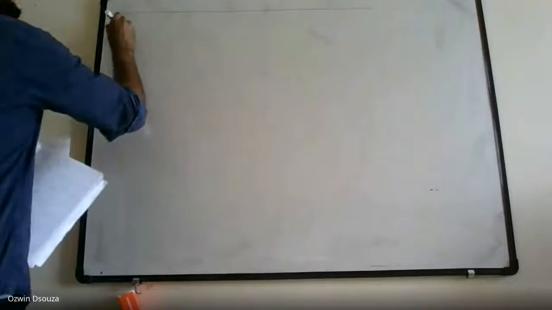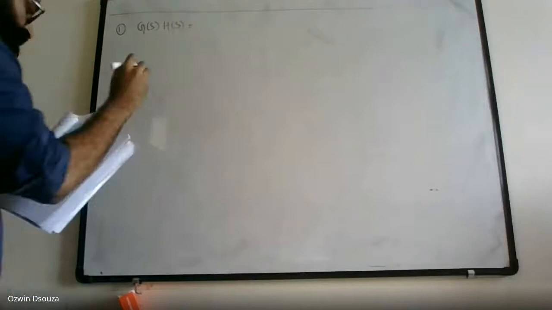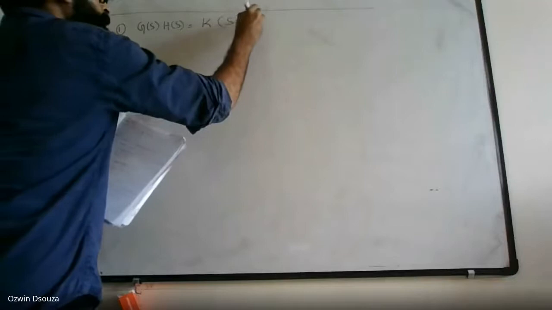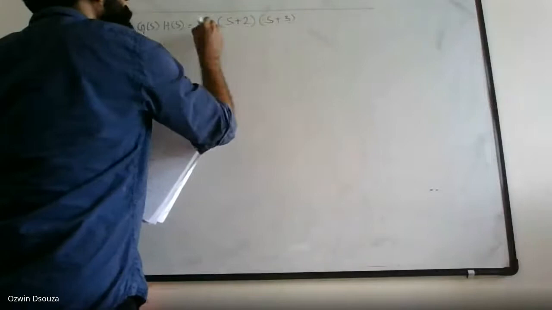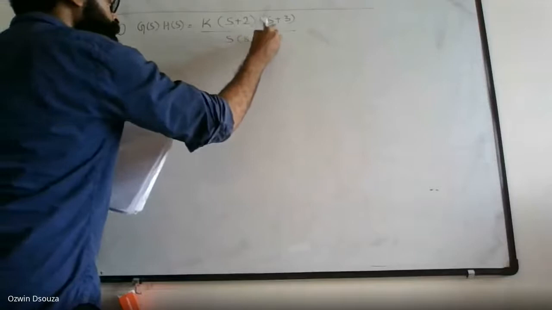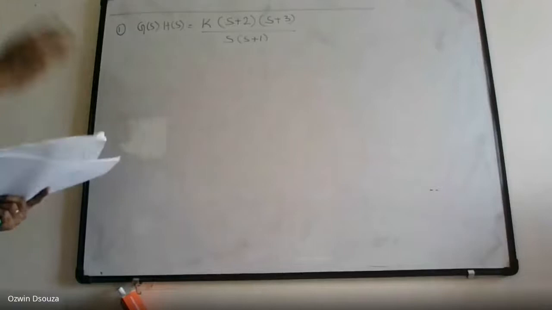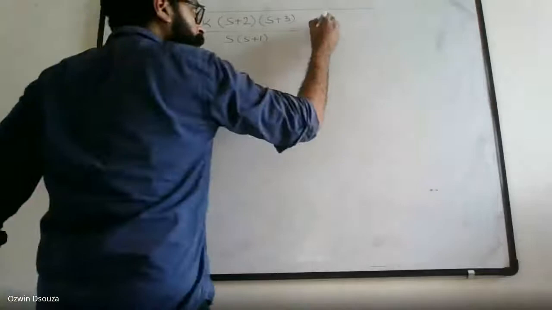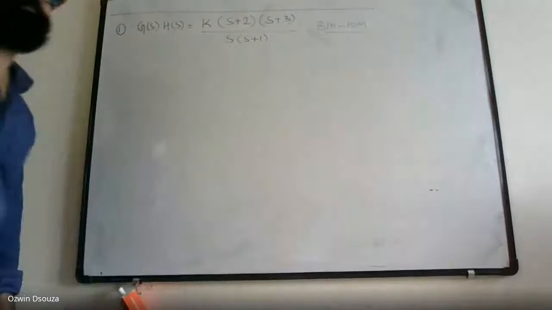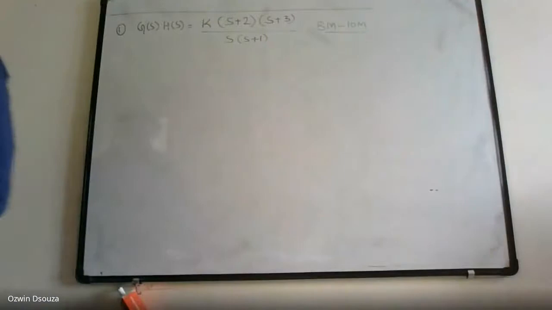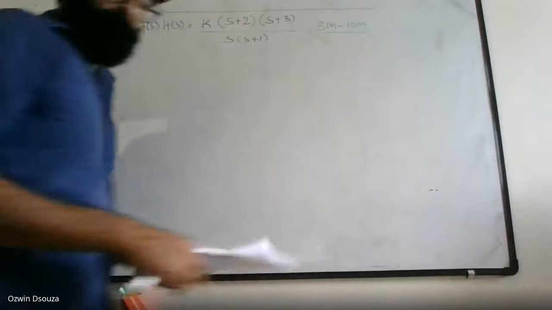Draw the root locus for G(s)H(s) equal to K into (s plus 2) into (s plus 3) divided by s into (s plus 1). So this is the problem, and you are supposed to draw the root locus for this particular problem. Such problems normally come for 8 to 10 marks. All right. Fine. And in GATE, it comes for normally 2 to 3 marks. Okay. All right. Fine. So let's start with the problem.